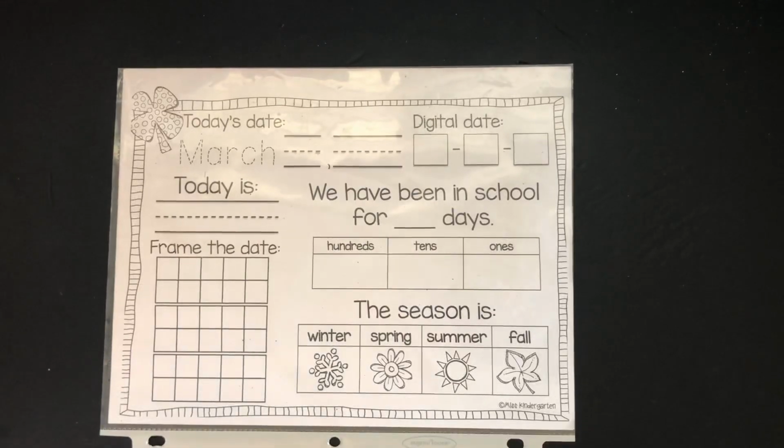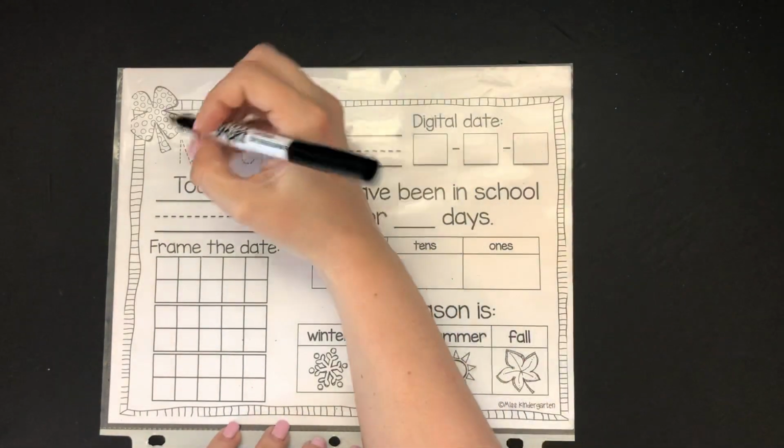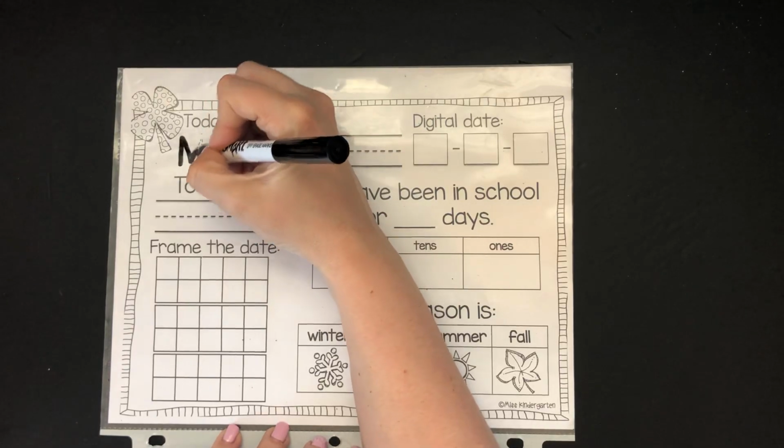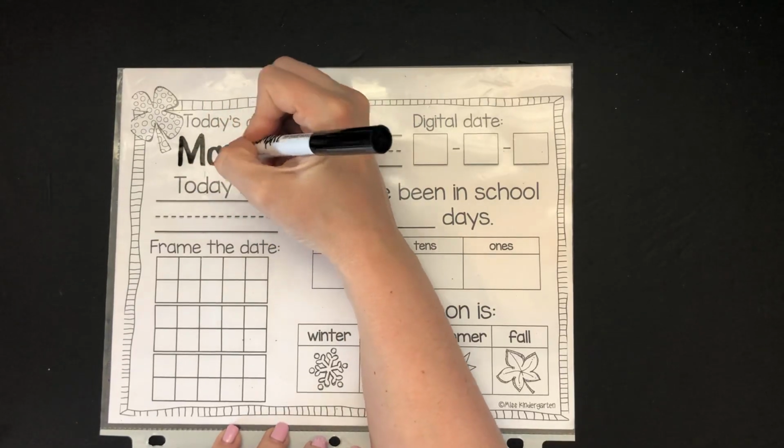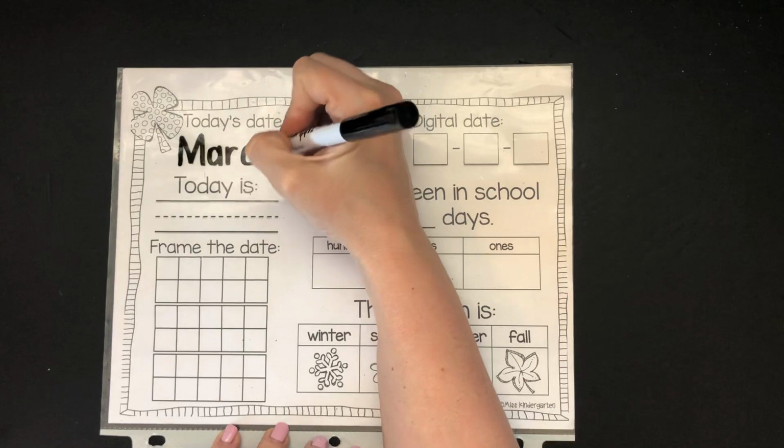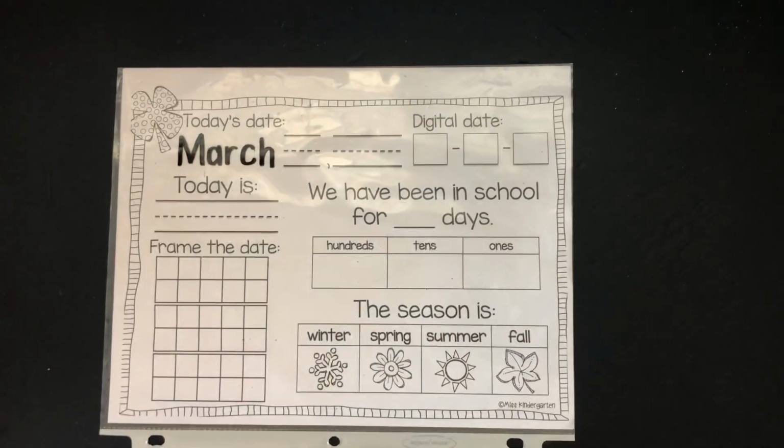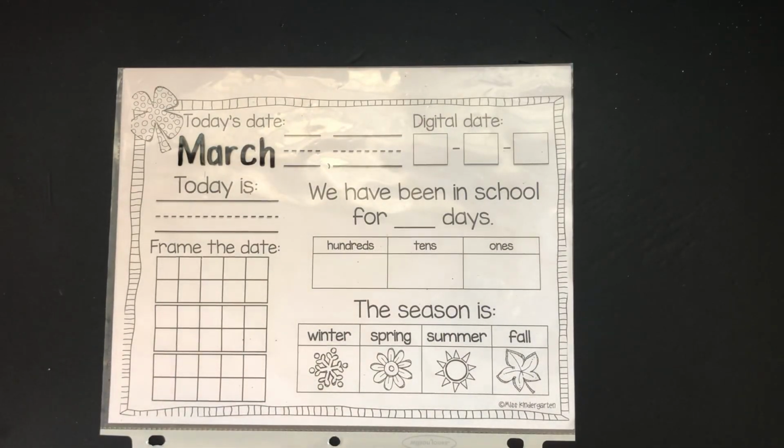What month are we in, love bugs? March. That's right. So we're going to take our dry erase markers and we are going to nicely trace the letters for the month of March. Great job. And then we're going to talk about today's date.